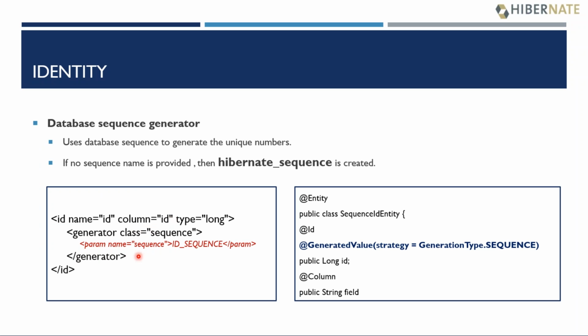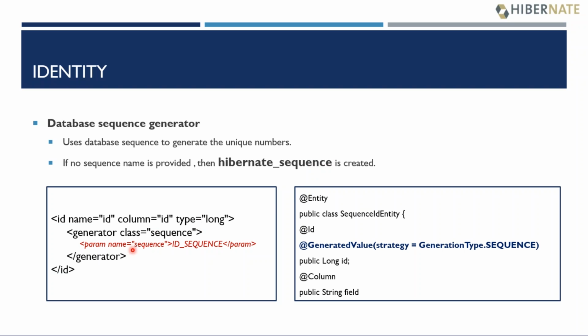In case of database sequence, generator class is equal to sequence, param name is equal to sequence ID, equal to sequence. If you're specifying sequence, then it will try to create a sequence object. If the sequence object is not there, then it will generate Hibernate underscore sequence object. A simple sequence object is used for generating the numbers 1, 2, 3, 4 and so on. These numbers that are generated automatically can be used as the primary key.